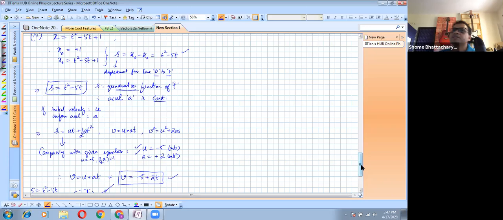Because the displacement is a quadratic function of time, we immediately understand that we are dealing with a situation where the acceleration of my body is constant. So given that the acceleration is constant, I can just compare it with the standard equations: s is equal to ut plus half at square, v is equal to u plus at, and v square is equal to u square plus 2as. That is the method we are using for solving over here. We are basically using a method of comparison with standard equations.